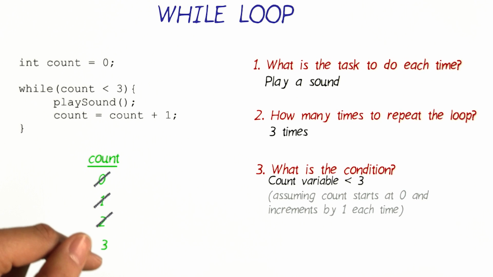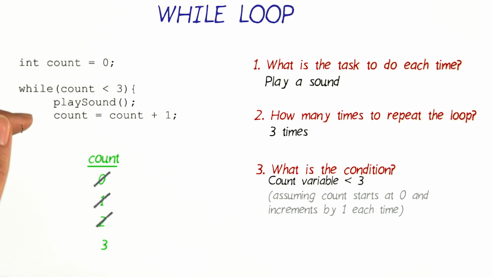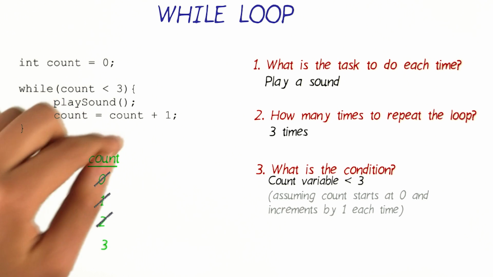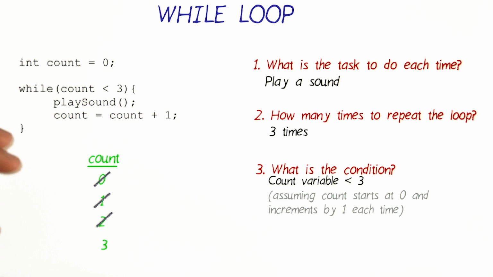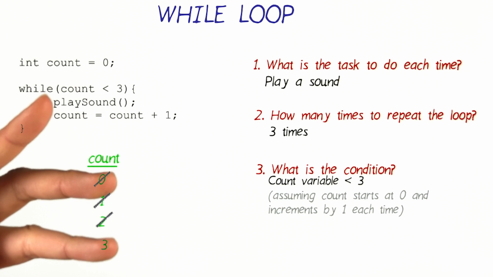Now we update the count variable to 3, and when we go back to the condition, this time the condition fails because 3 is not less than 3. So once the condition is false, we exit the loop and continue with the code that comes after it. So to summarize, we've executed the code inside the loop 3 times. And that means we've played the sound 3 times on the device.